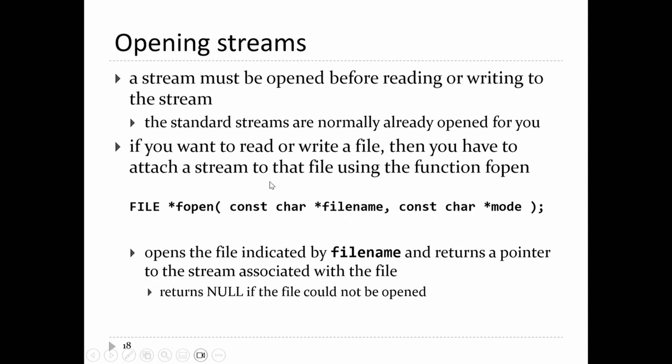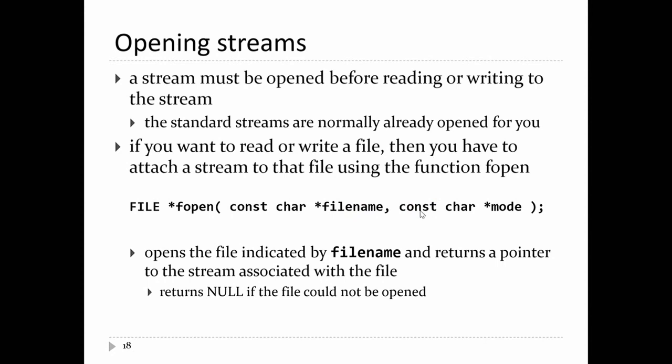If you want to read from a file, then what you do is you create a connection to the file by making a stream, and that function is fopen. So you call fopen, you pass in the name of the file that you want to open, and then you pass in a string that controls what you are going to do with the file. Are you going to read from the file, write to the file, or do both?